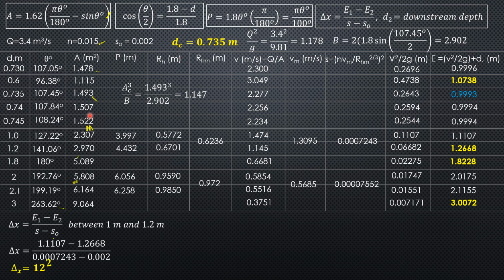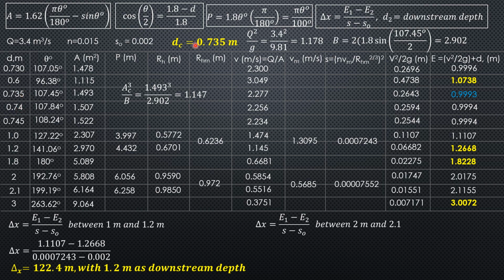In fact, it will be very close if the answer is 0.74, but based on our calculation, the one that gives minimum specific energy is 0.9993, although they're very close. But either way, this is still acceptable if your answer is 0.74 meter for critical depth. Anyway, that's a matter of 0.005. And this is not exact science, of course, affected by natural factors. So 0.735 meters, 0.74, that's still an acceptable answer for the critical depth.